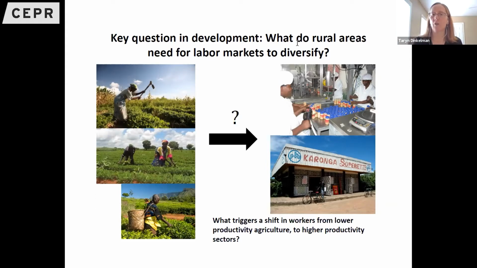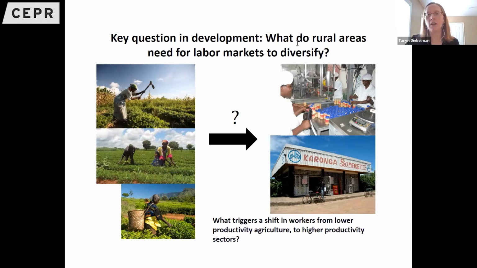So what are the kinds of things that can trigger a shift in moving workers from one sector to the other through the structural transformation? From a theoretical perspective, capital accumulation has always been an important component of that process of allowing workers to shift out of low productivity agriculture. But in many sub-Saharan African countries, the usual suspects that you think about that could lead to capital accumulation, so industrial revolutions or trade revolutions or green revolutions, are not present.